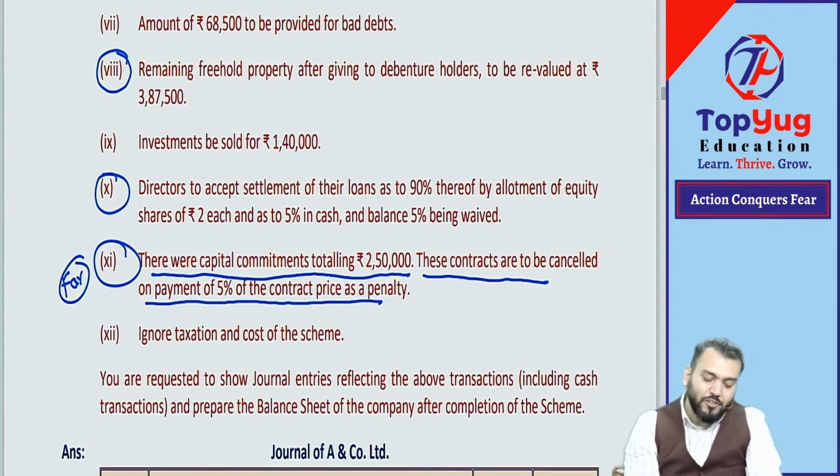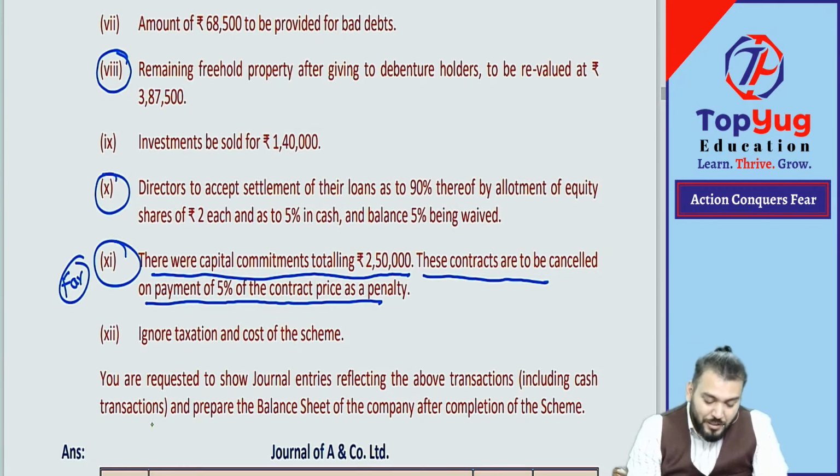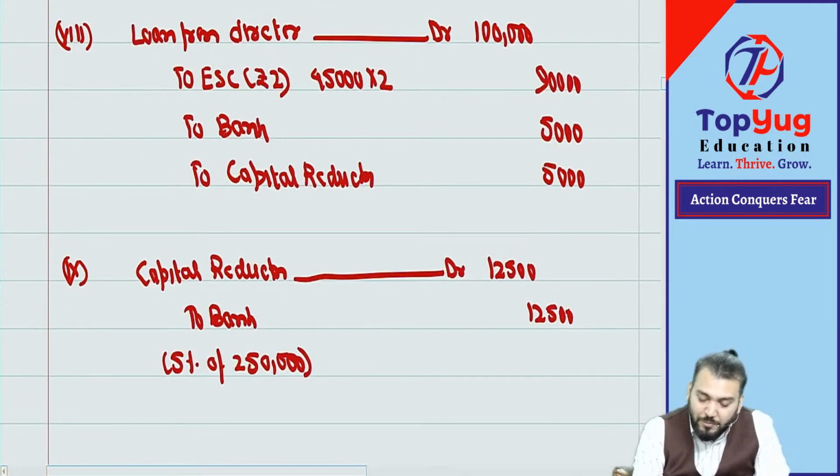Ignore taxation and cost of the scheme. Ignored, we have ignored. You are requested to pass journal entries reflecting the above transactions including cash transactions and prepare the balance sheet of the company after completion of the scheme. So we'll prepare the balance sheet. But at the end, what will we do?